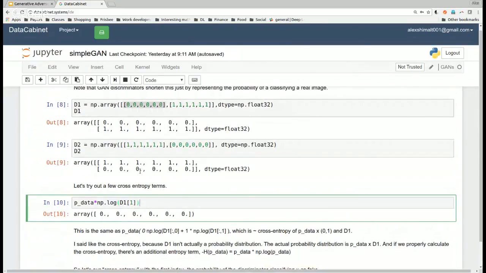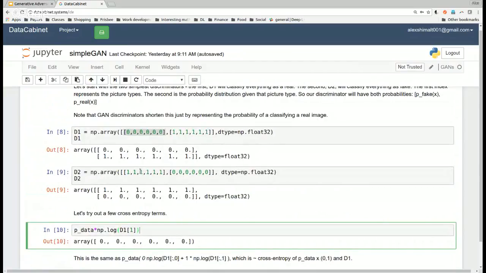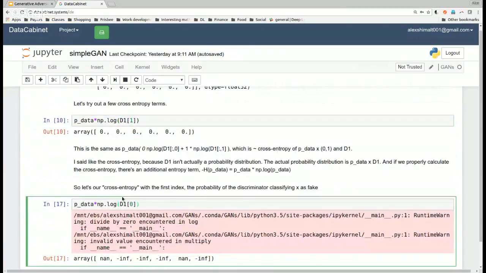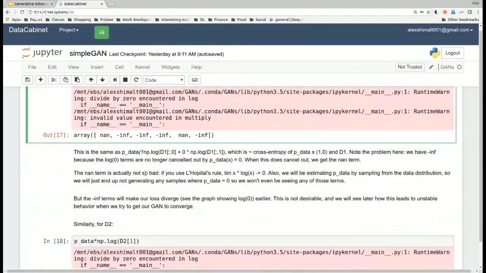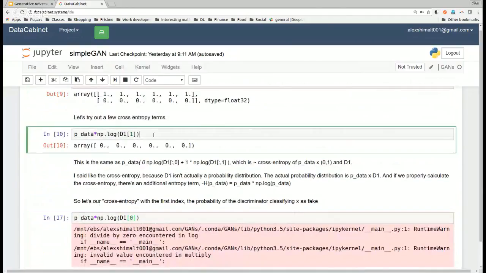And so the question is which of these we should use. We're going to try P of data times log of D1 of the first column, or the first row, and P of data times the log of the second column. And we're going to see what happens, and we're going to do the same thing with D1 or D2. So we calculate this here, and what is this expression exactly? P of data times log of D1. Well, this is basically P of data times log of D1, but I'm multiplying all those by 0, because we're saying that for the actual real data distribution, all the actual examples will be classified as fake with 0 probability, and they'll be classified as real with a probability of 1.